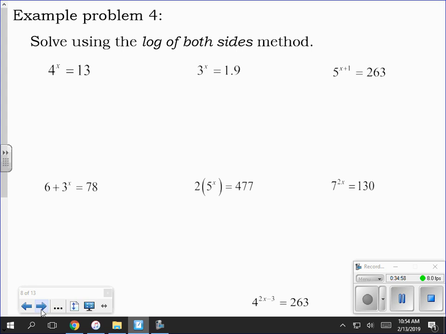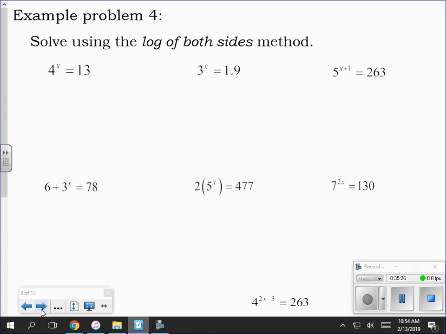I have 4 to the x equals 13. If I could write 13 as 4 to some power easily, or make them the same base, write them both as powers of 2, not a problem. I can do what we were doing earlier, same base. Because my exponent is my variable, I can't use reciprocal powers like we just did. There is one and only one way to solve this problem.